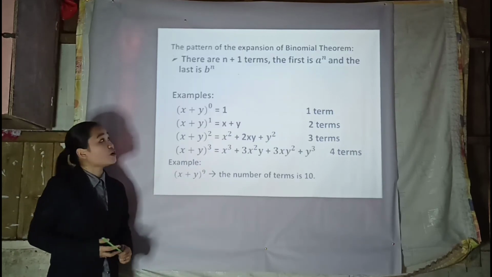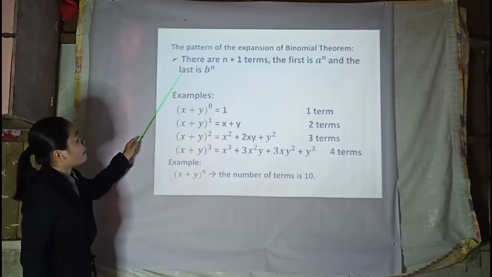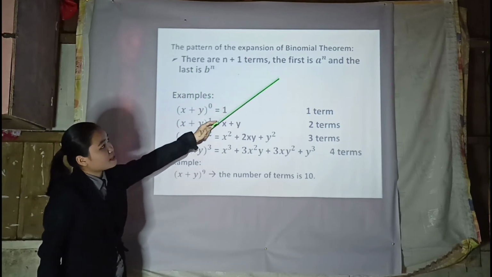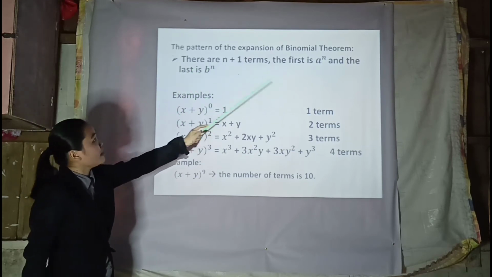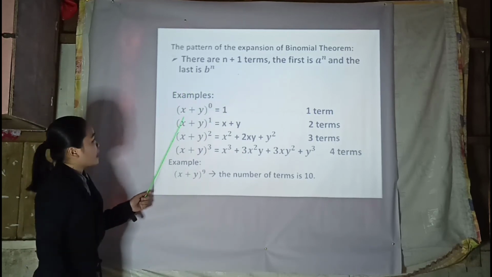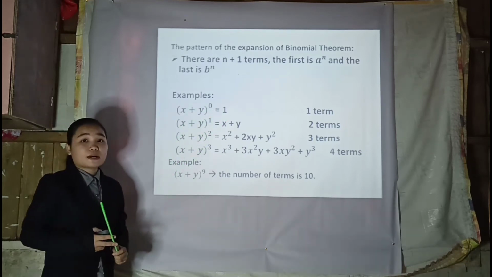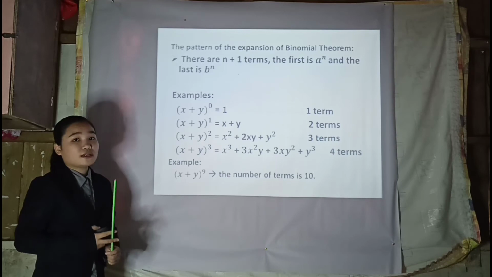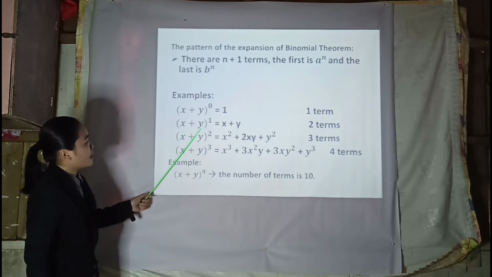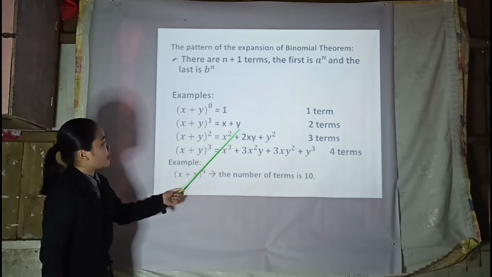So there is a pattern of the expansion of binomial theorem. So the first pattern is there are n plus 1 terms. The first is a raised to n and the last is b raised to n. So for example, x plus y raised to 0 equals 1. So any number that the exponent is 0 is equals to 1. Next, x plus y raised to 1 is equals to x plus y.